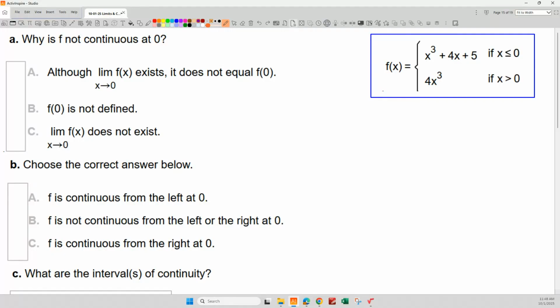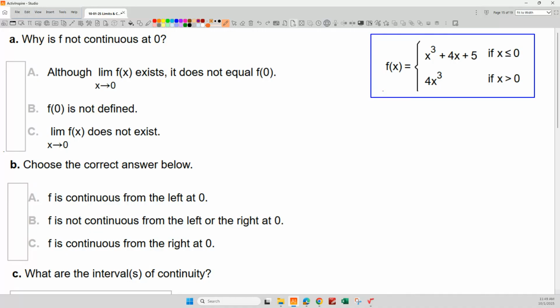Okay, well, it asks you why f is not continuous at 0. It tells you it's not continuous at 0. Why is it not continuous at 0? I mean, what really has to be happening here? There has to be a break in the function, doesn't there? Everybody see that? So which one is it? What's going to be the answer?